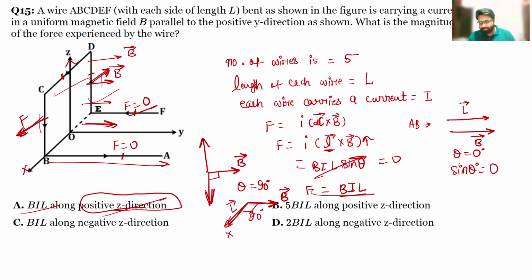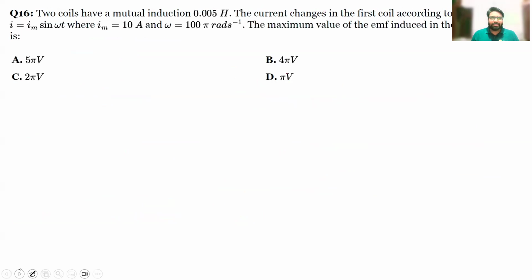So in these types of questions, just see which length vector is parallel to the magnetic field. Remove them because the force is 0 there. Okay, now move to the next one.